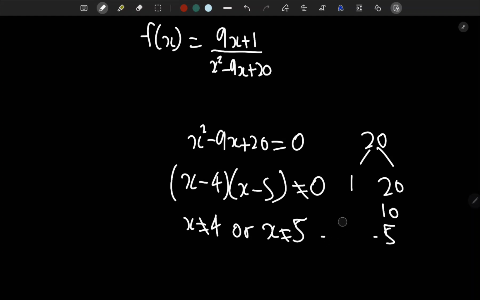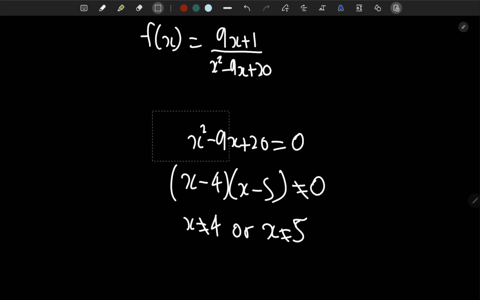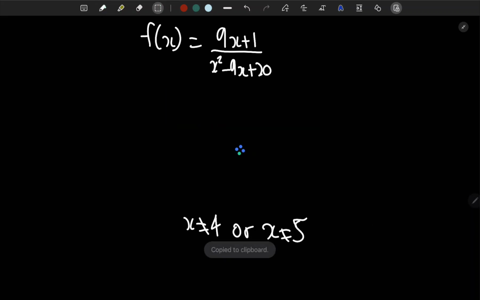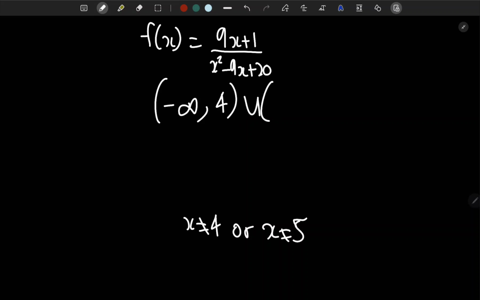So now let's write the domain. Let me just erase everything. So starting from negative infinity, you go all the way to 4 first, and then close brackets, we're not including 4, union from 4 to 5, union, and then from 5 all the way to positive infinity, and that's the answer.